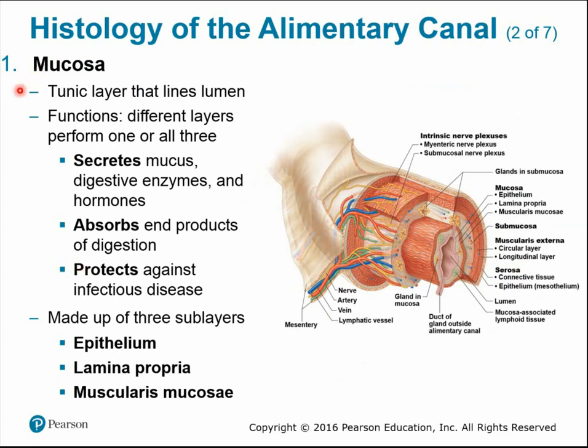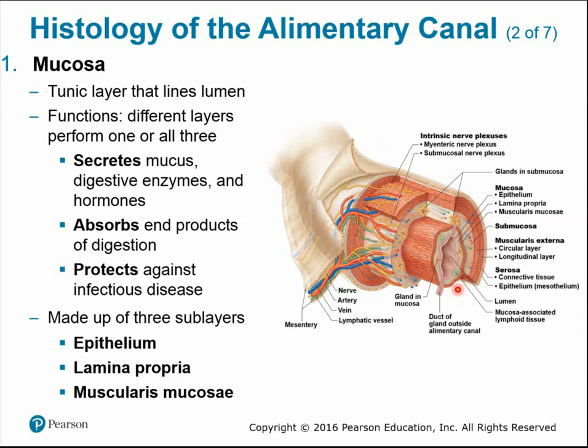So looking at the mucosa first, this is the layer that's going to line the lumen or the opening of the GI tract. It has a few different layers that have a couple different functions. One function would be to secrete mucus. So we want to keep the inside of the GI tract lubricated and moistened to help propel things along. It's also going to be the site of absorption. It's a very thin layer of tissue where those nutrients and things will be able to pass into the blood vessels. And it's also going to help protect against diseases. So there's some immune components found within these layers.